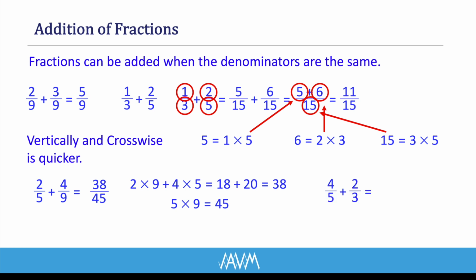Here's another example, 4/5 add 2/3. Cross multiply and add. 4 3s are 12, 2 5s are 10, 12 add 10 is 22, and 5 times 3 is 15. Then we have 22 over 15. But this is an improper fraction, it's top heavy. So we divide 15 into 22, which gives 1 remainder 7, and so as a mixed number, this is 1 and 7/15.